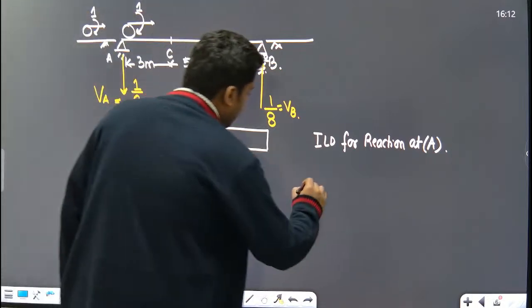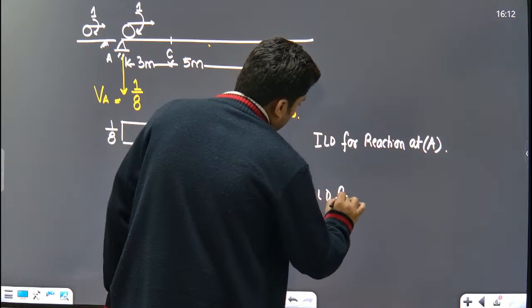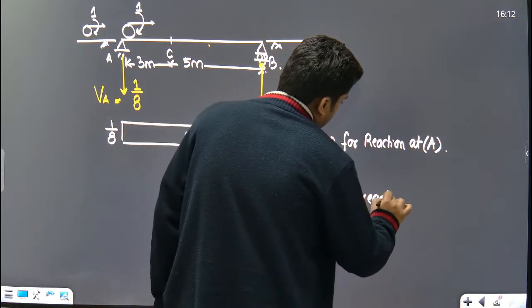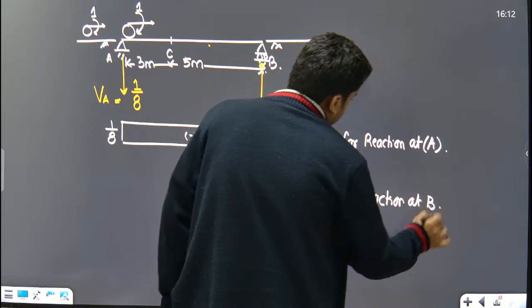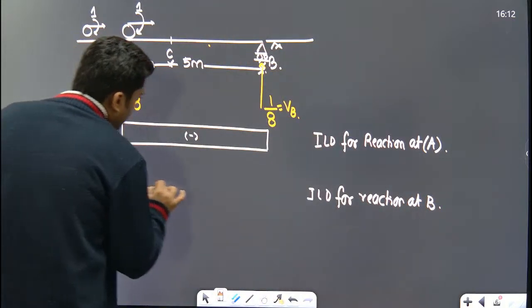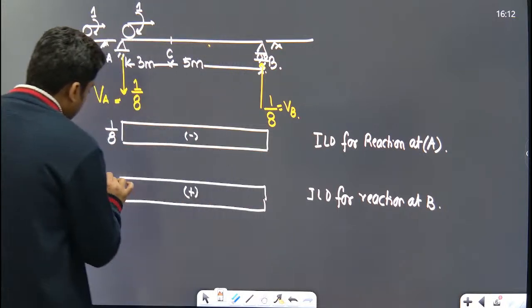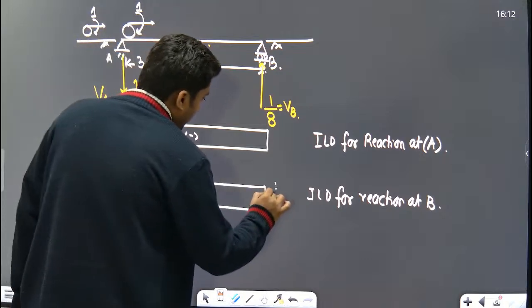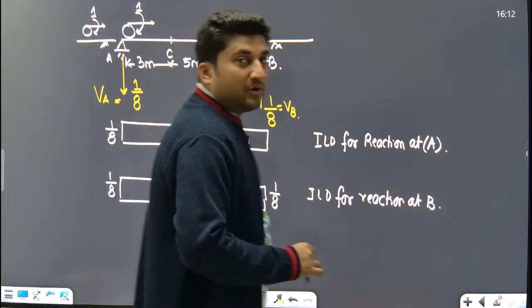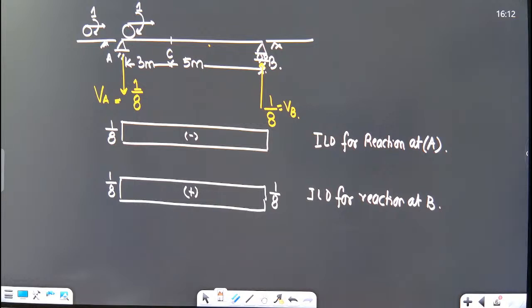So ILD for reaction at B. What is the ILD for reaction at B? ILD for reaction at B will be only 1 upon 8, and this will be positive. This is positive. Yes or no? 1 upon 8 positive. Clear, everyone?